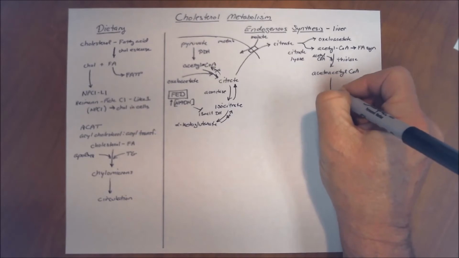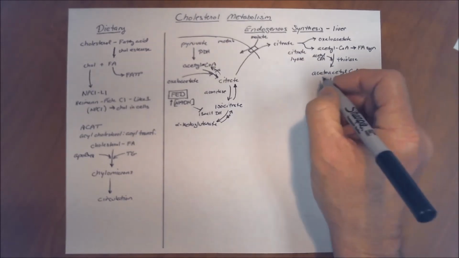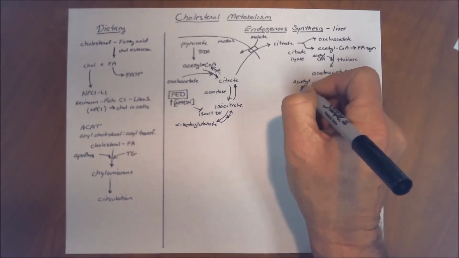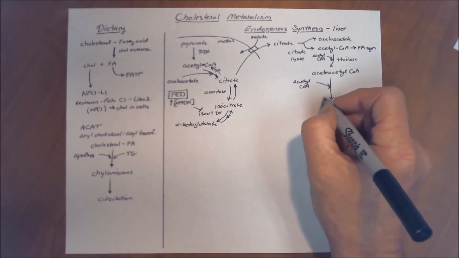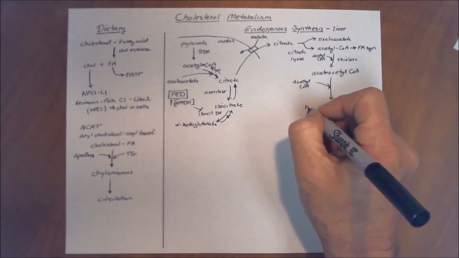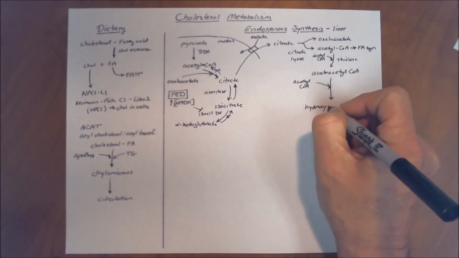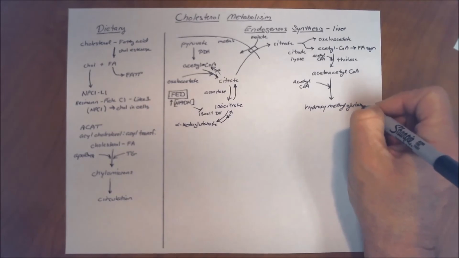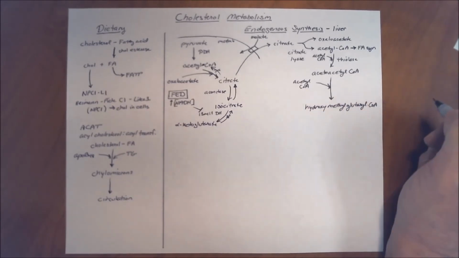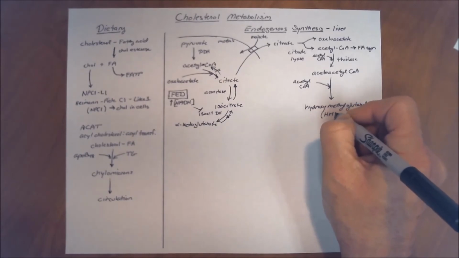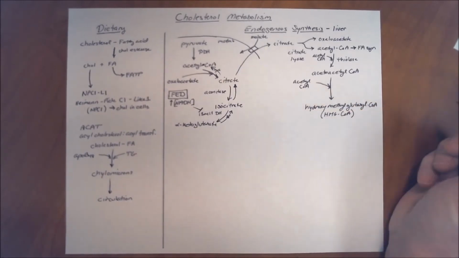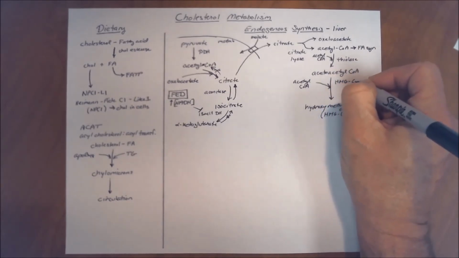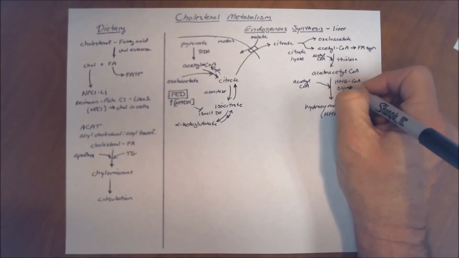The next step is to add a third acetyl-CoA group, and we are going to form hydroxymethylglutaryl-CoA. More familiar, HMG-CoA. The enzyme that performs this reaction is HMG-CoA synthase.